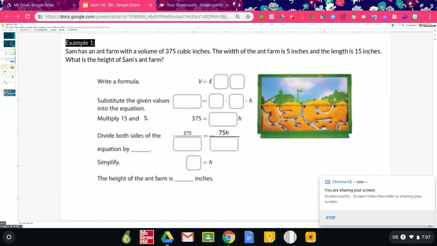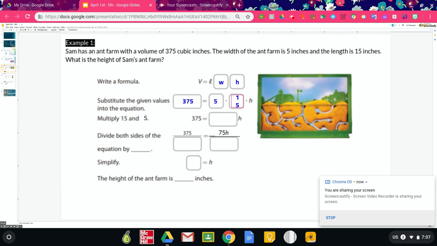So to find volume, you have to first write the formula. It's length times width times height. In the original problem, they give you the width and the length. So if we substitute the given values into the equation, we're given that the volume is 375, so we can plug that in for V. We are given the width of 5, and the length of 15.